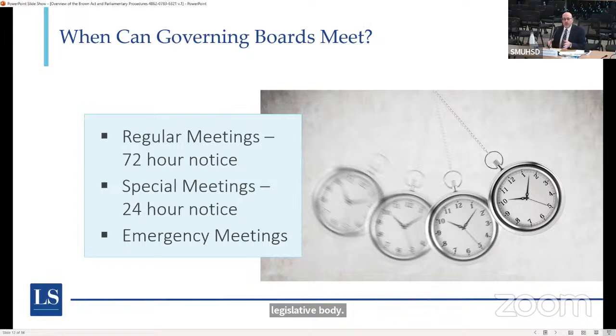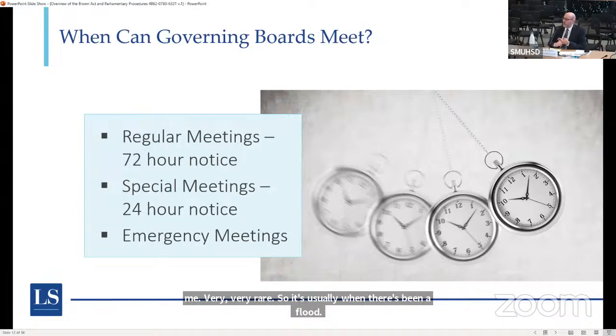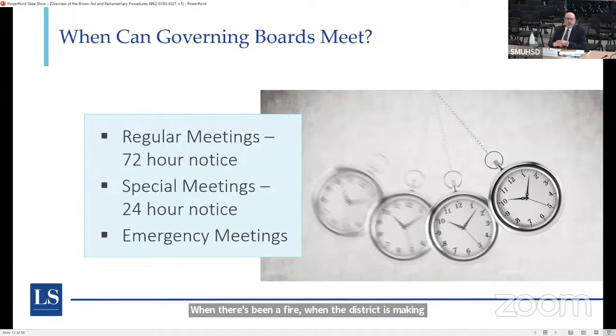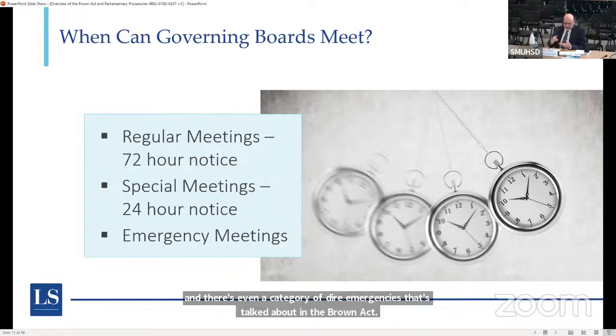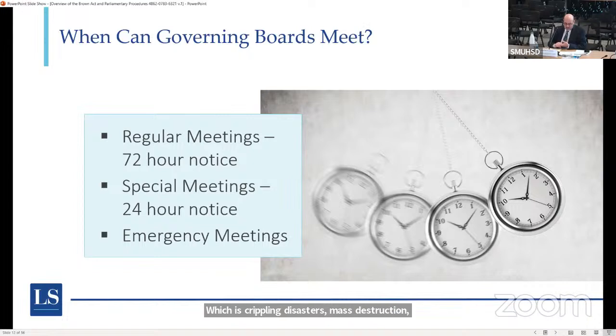Very, very rare. So it's usually when there's been a flood, when there's been a fire, when the district is making decisions because you just learned that there's asbestos exposed in a building and you have to figure out where you're going to put kids in school the next day. We're talking truly emergencies. And there's even a category of dire emergencies that's talked about in the Brown Act, which is crippling disasters, mass destruction, terroristic threats. I mean, serious stuff, where you have to meet immediately to figure out how you're going to keep the public safe. So again, these are extremely rare.